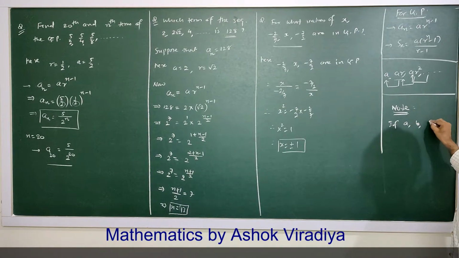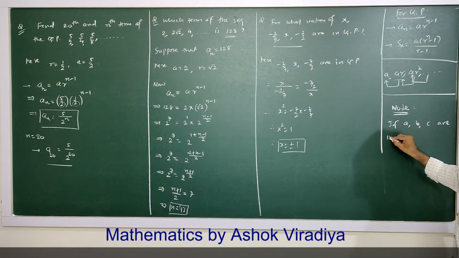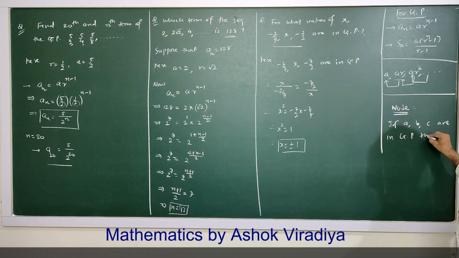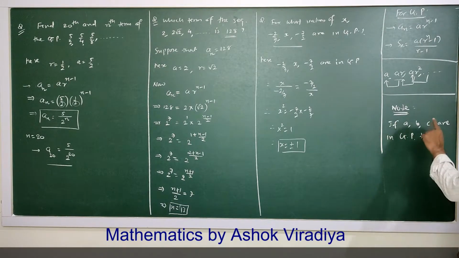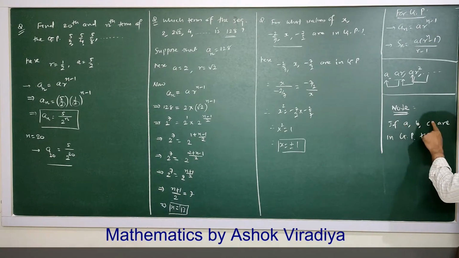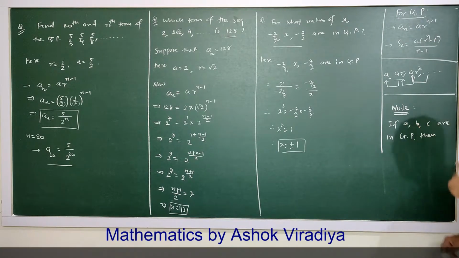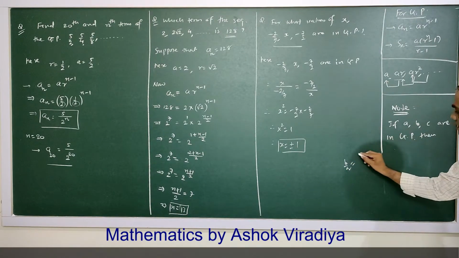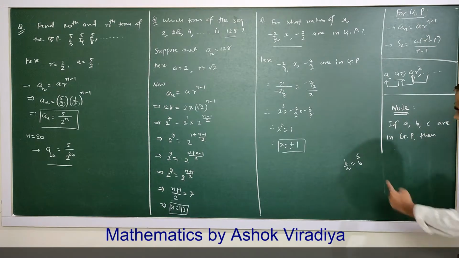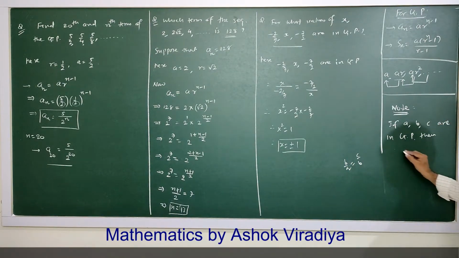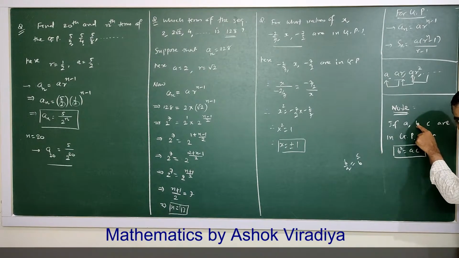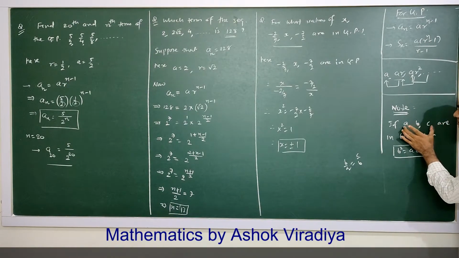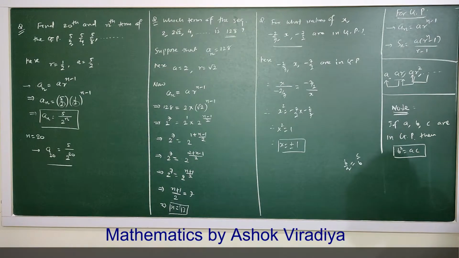A, B and C are in GP, then B by A equals C by B. So B square equals AC. Meaning the square of the middle number equals the product of the first and third numbers.